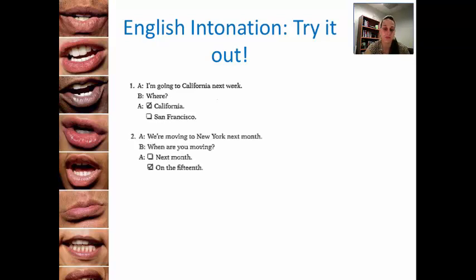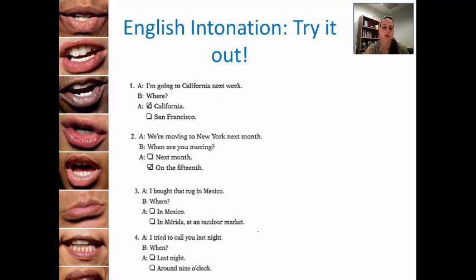Let's do another one. We're moving to New York next month. When are you moving? On the 15th. Notice that when are you moving had a falling tone. Now I'm going to read it again and see if you can notice how the answer would change because my intonation of that question changes. We're moving to New York next month. When are you moving? Next month. Do you notice? Let's do one more. A couple more.